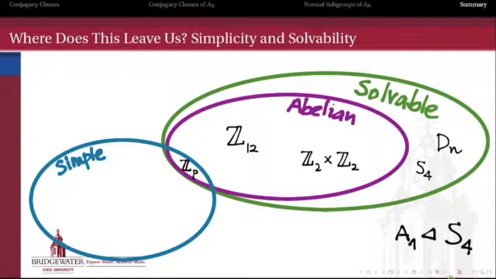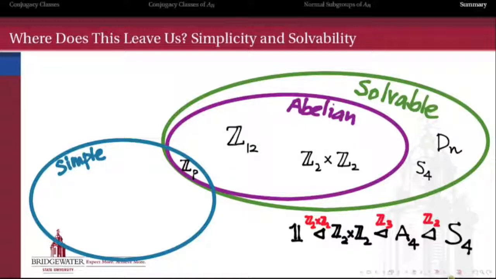Again, why? Because it has A4 as a normal subgroup with abelian quotient Z2, which has Z2 cross Z2 as a normal subgroup with abelian quotient Z3, which then, because that last group is abelian, its quotient goes down to the trivial group as Z2 cross Z2. So S4 is a solvable group.